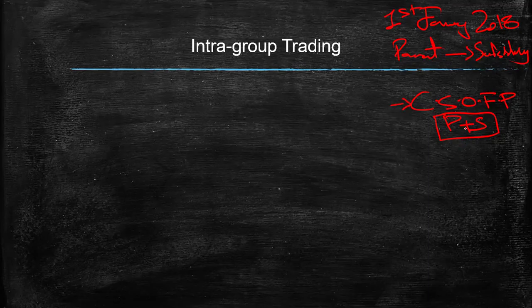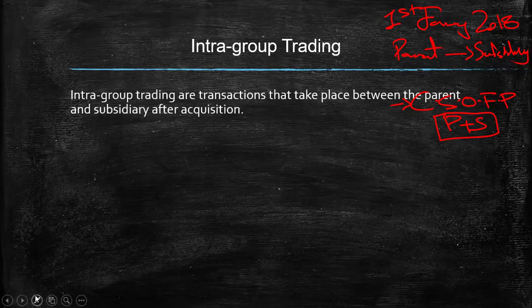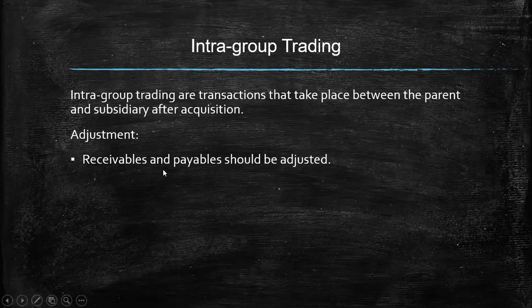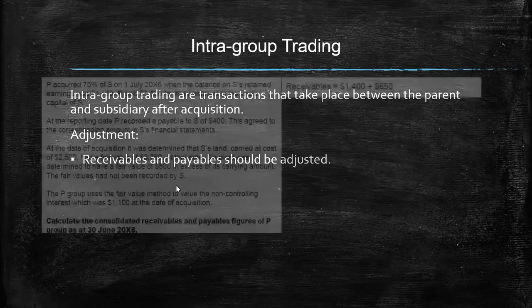Because it's one company, so how can a company transact with itself? That's not possible. So in this case, what you have to do is figure out the intra-group transactions. Intra-group trading means transactions that take place between the parent and subsidiary after acquisition, and we have to adjust for these. The first adjustment is for any receivable and payable amounts between the parent and the subsidiary.